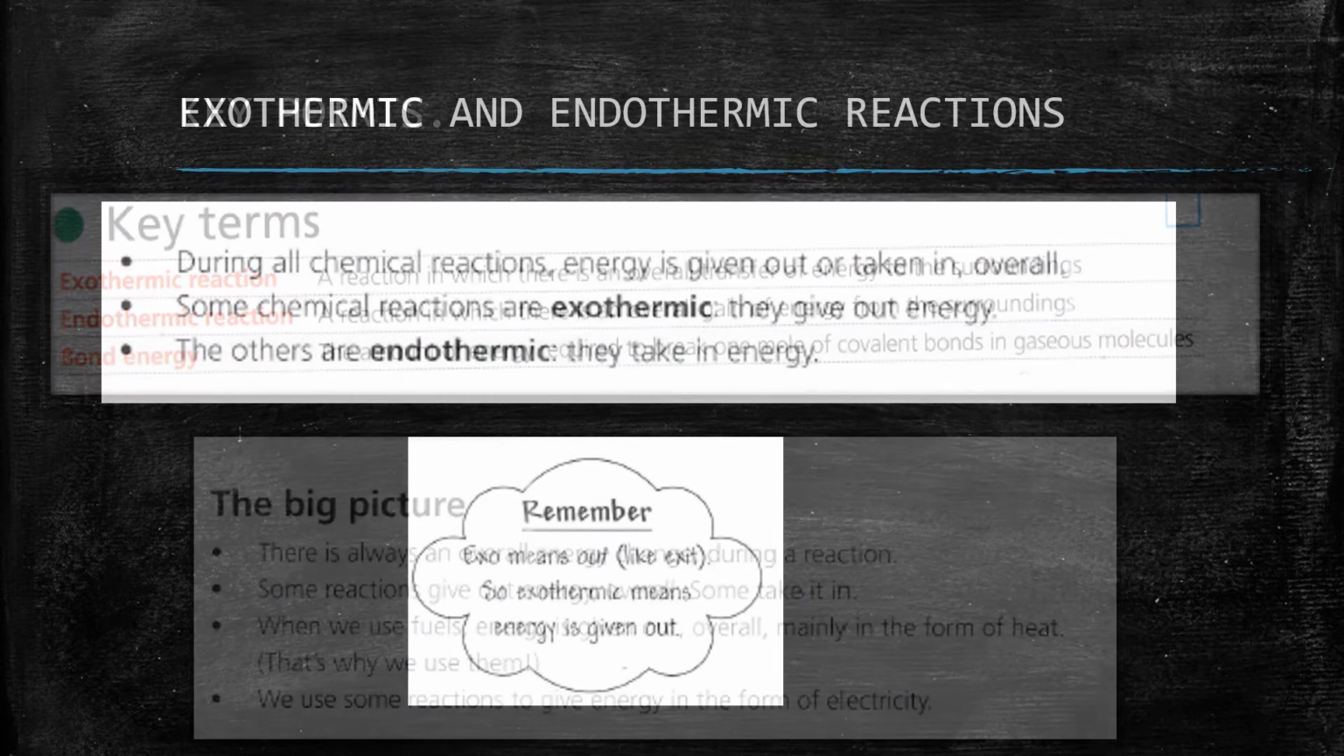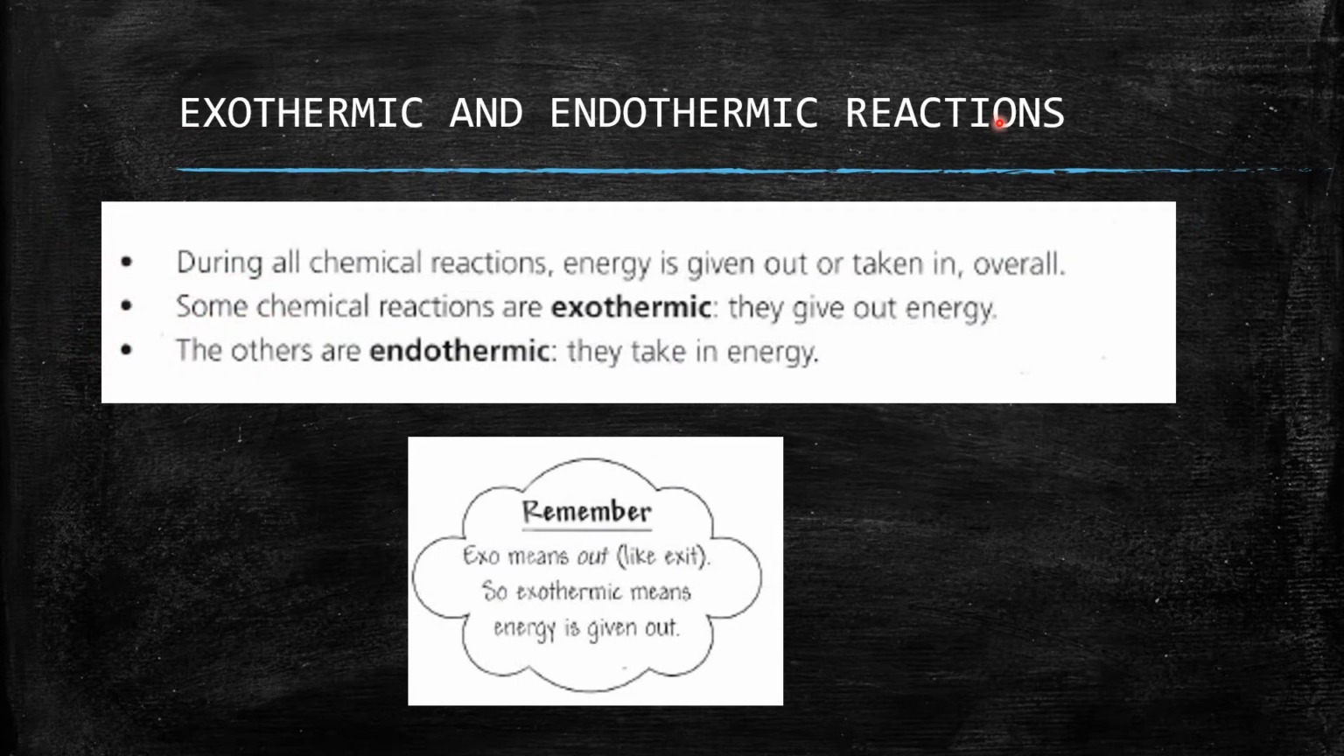Okay, let's look at exothermic and endothermic reactions. During all chemical reactions, energy is given out or taken in overall. Some chemical reactions are exothermic, meaning that they give out energy. Exit, out, out. The others are endothermic, they take in energy.